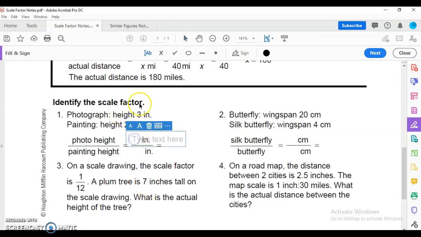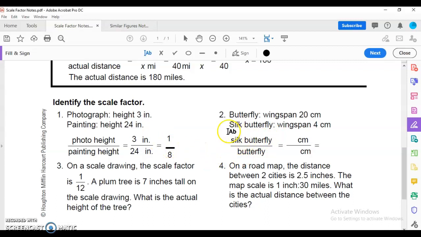All right, so here I'm going to put 3. The painting height, well, it told me that the painting height is 24. So I'm going to put 24. Now I got to reduce. I'm going to reduce by my top number. 3 divided by 3 is 1, because any number divided by itself is 1. Put my little line here. And 24 divided by 3, class, who remembers 24 divided by 3? That is 8. So my scale factor is 1/8. Just like that.